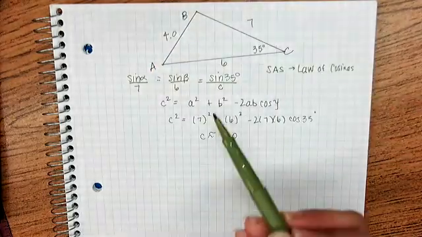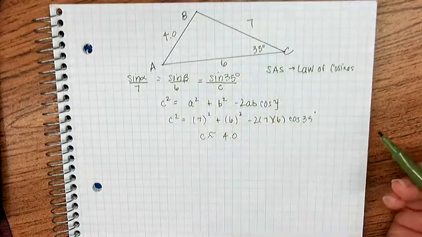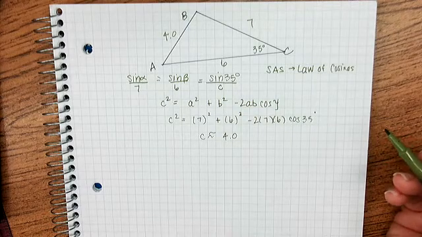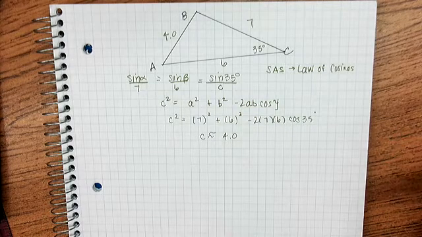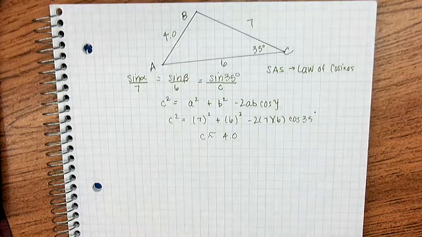And let's just do a quick check. 13 is greater than 4, 10 is greater than 7, 11. Yeah, so it fulfills the triangle inequality theorem. And then from here, I need to find the measure of angle A and the measure of angle B.